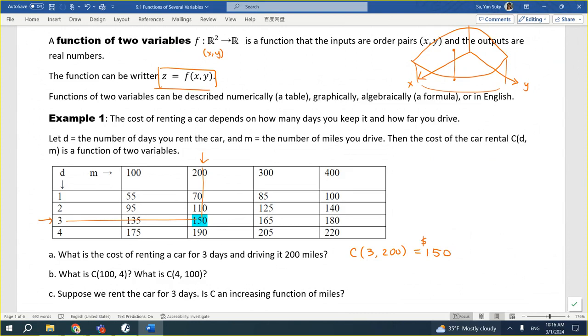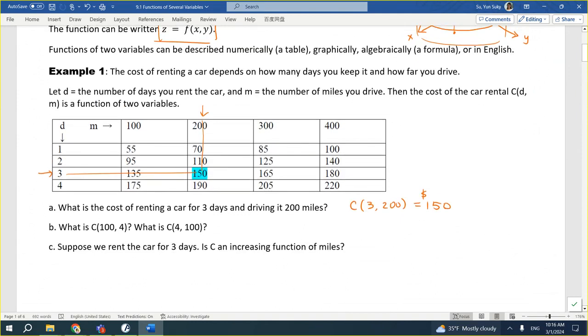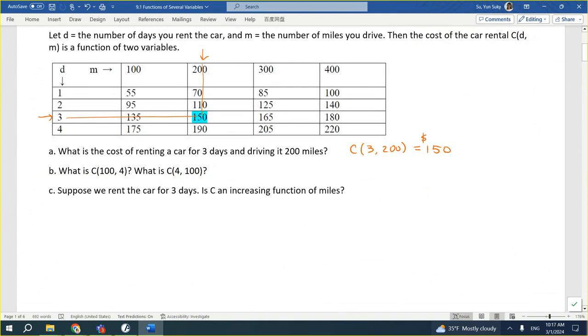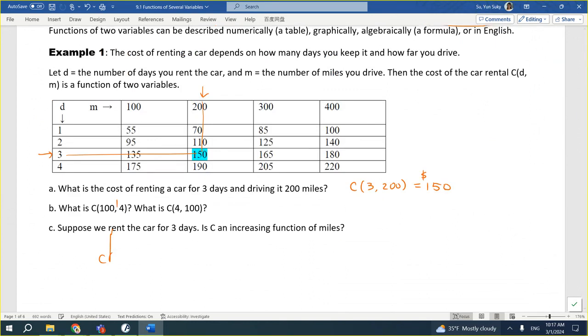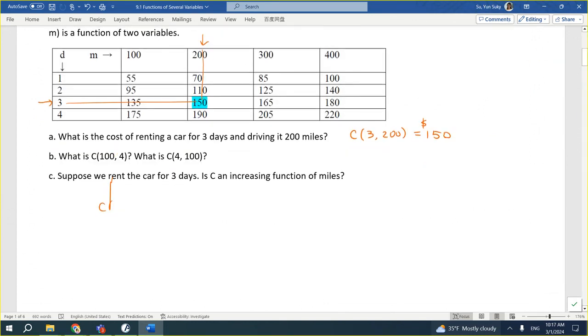And part B. What is C of 100, 4 and what is C of 4, 100? C of 100, 4 means it's 100 days and 4 miles. But is it on the table? No. So it's not in the table.